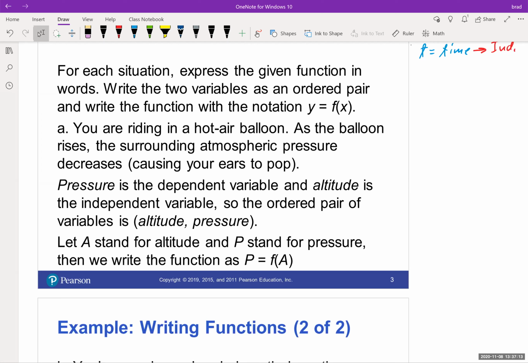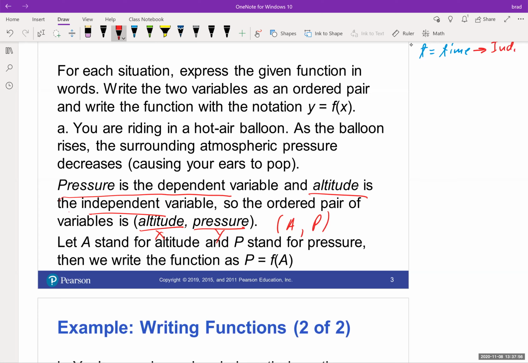So what they're basically telling you is that based on the height of the balloon, the pressure will change. So to me, the pressure is the dependent variable, and the height of the balloon is the independent variable. So in here, pressure is the dependent variable, and the altitude is the independent variable. So the ordered pair would be altitude to pressure. We could say x to y, or you could say a to p, for pressure.